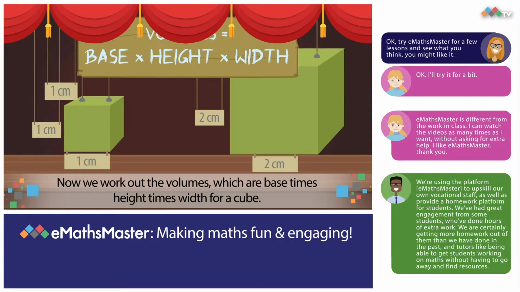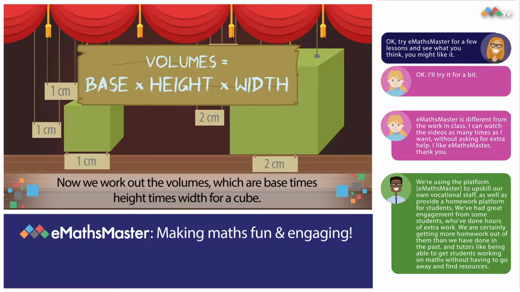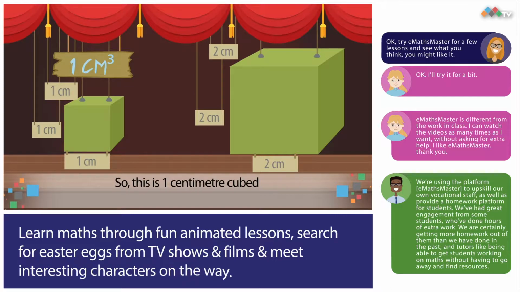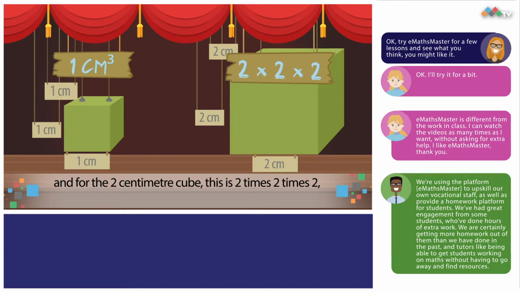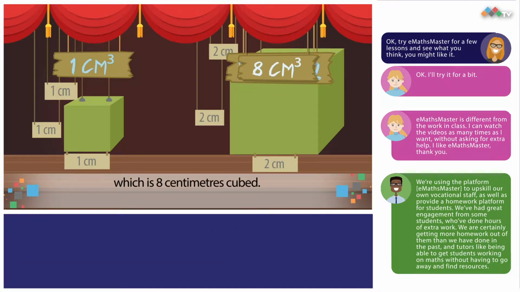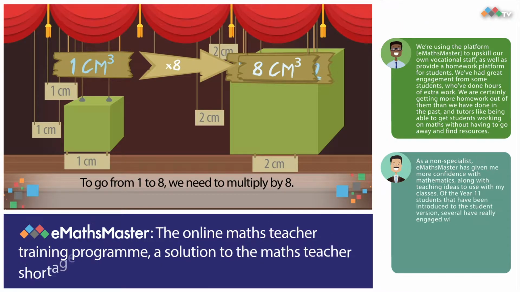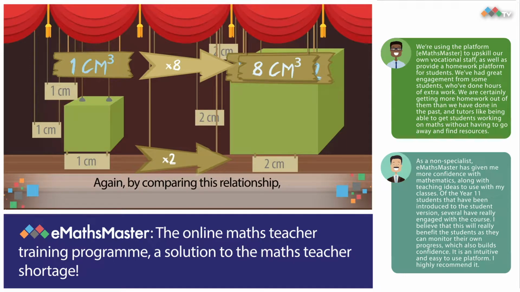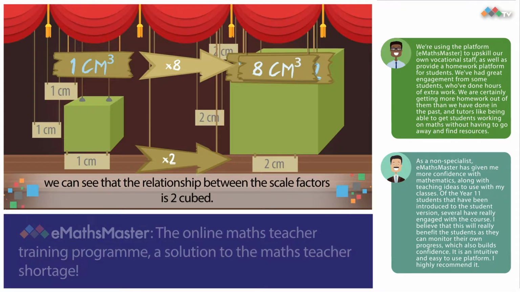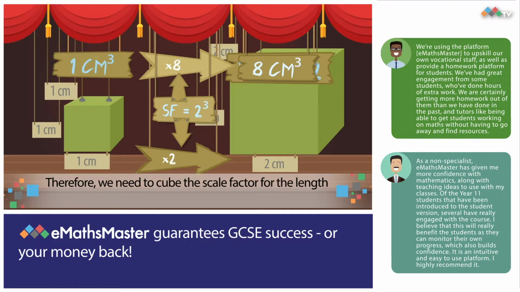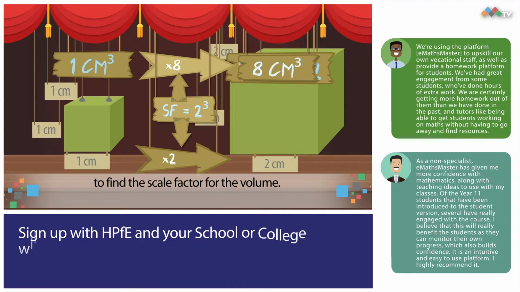Now we work out the volumes, which are base times height times width for a cube. So this is 1 cm cubed, and for the 2 cm cube, this is 2 times 2 times 2, which is 8 cm cubed. To go from 1 to 8, we need to multiply by 8. Again, by comparing this relationship, we can see that the relationship between the scale factors is 2 cubed. Therefore, we need to cube the scale factor for the length to find the scale factor for the volume.